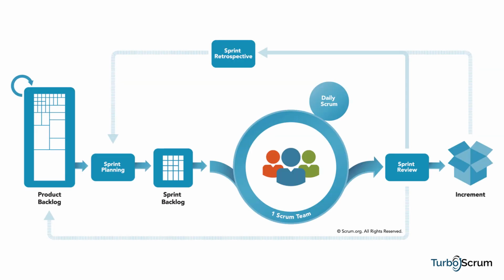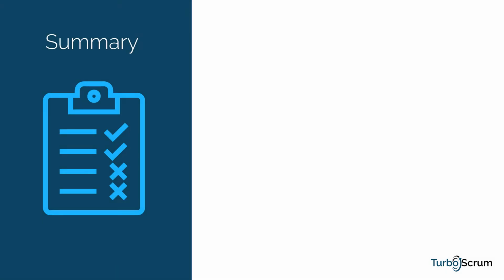Put everything together and it looks like this. As one sprint closes, another begins, and so we start with sprint planning for the next sprint. This cycle continues until the product is complete or is cancelled. And that's the basics of Scrum. In this video, I've presented an outline of Scrum in less than 10 minutes.